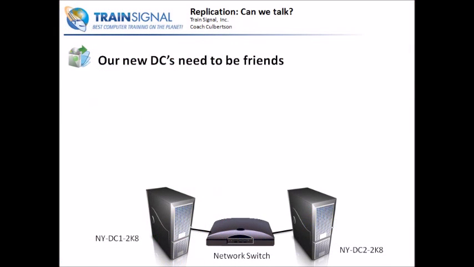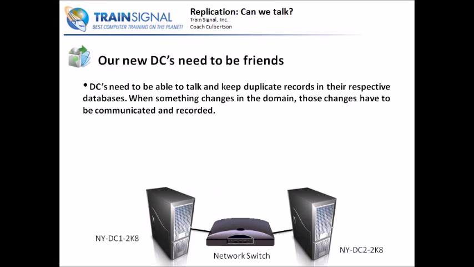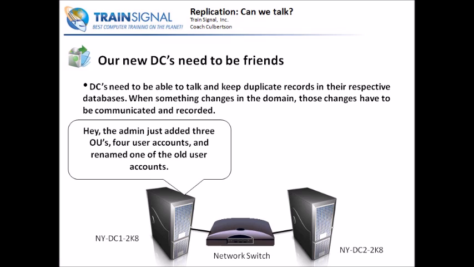All right, so let's talk now about this really big word, replication. Here's the deal. Our two domain controllers need to be friends, all right? They need to be able to talk to each other, and they need to be able to keep duplicate records in their respective Active Directory databases. This makes sure that both domain controllers can know what's going on. They can both be what we might call authoritative even. So when something changes in the domain, those changes, depending upon which domain controller catches that change, need to be recorded and communicated with each other.